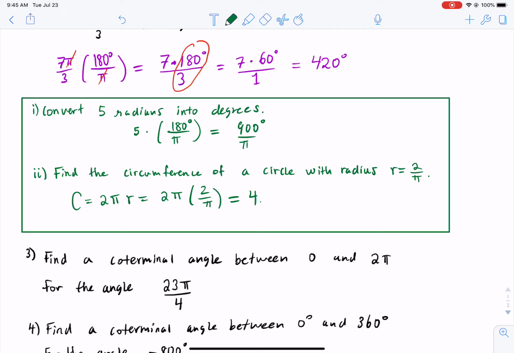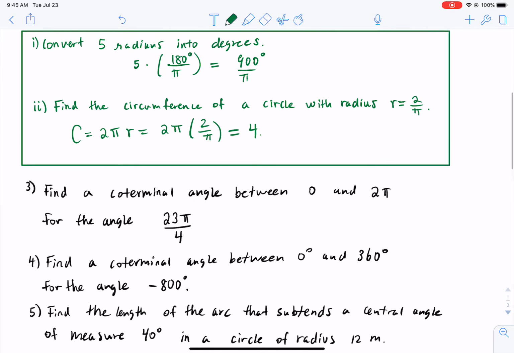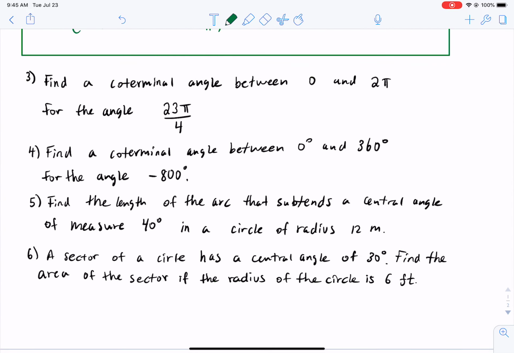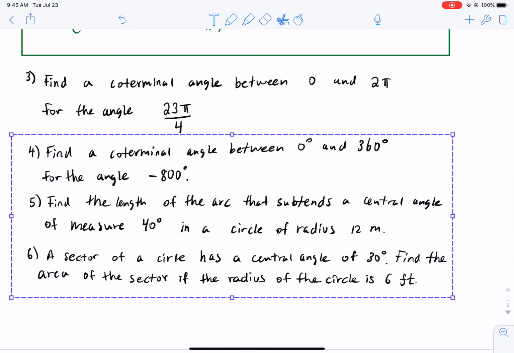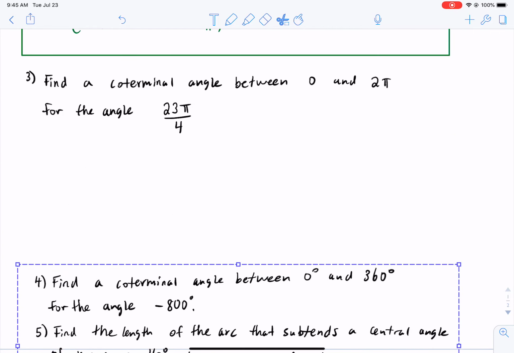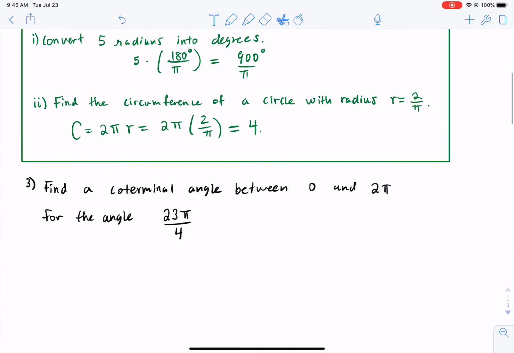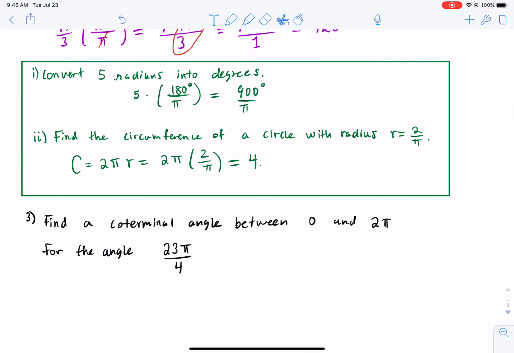So those are 2 examples. One where you have pi in the degrees answer, and the second one where you have no pi in the usual places that you will find pi, like circumference and areas. You can nullify that. For number 3, let me move this out of the way. There we go. This should be good enough. Find a coterminal angle between 0 and 2 pi for the angle of 23 pi over 4.